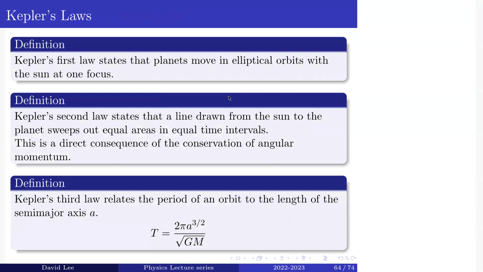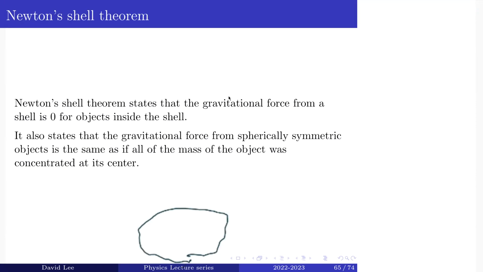And we have Kepler's law. So the first law and the second law are a bit less important on the exam, but what we want to focus on is the third law here, because that gives us a very useful formula, which relates the period of an orbit to the length of its semi-major axis. So yeah, period is proportional to the semi-major axis to the 3/2 power. So that's nice to know.